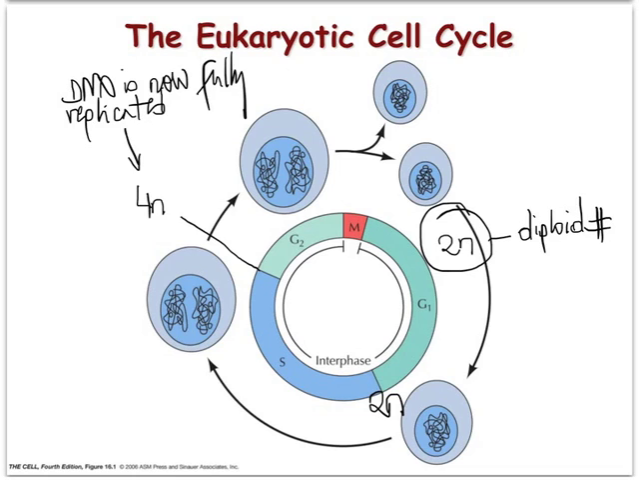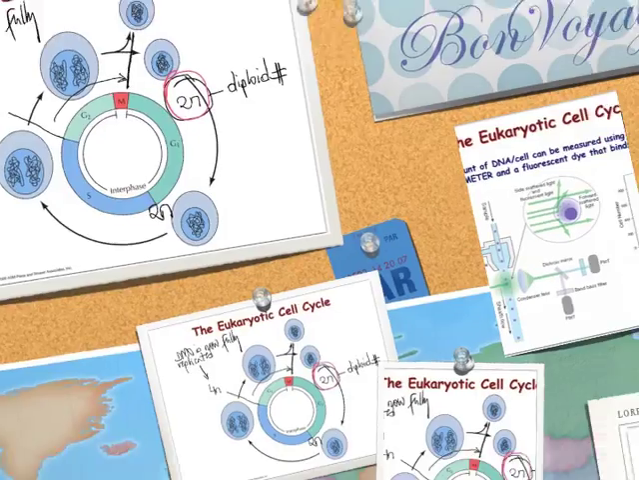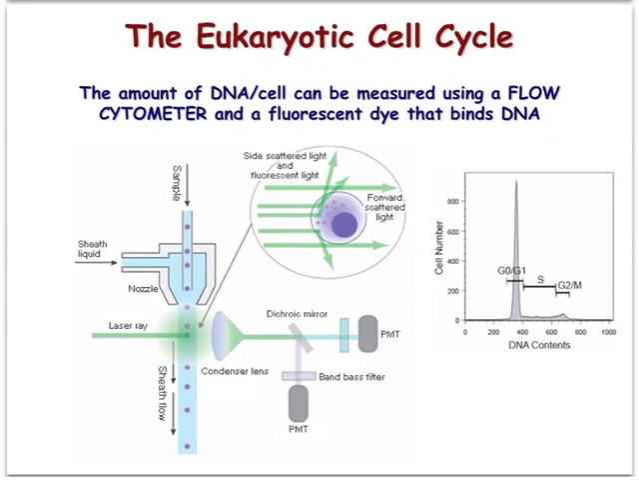That 4n number will remain all the way until the cell ends mitosis. At that time, when the cell splits into 2 new daughter cells, the chromosomal number will go back to be 2n. So the distribution of a cellular population in the cell cycle can be easily determined by knowing the amount of DNA that we have in every cell.